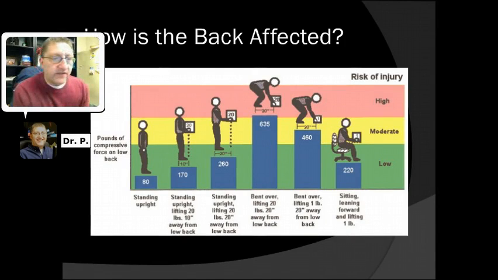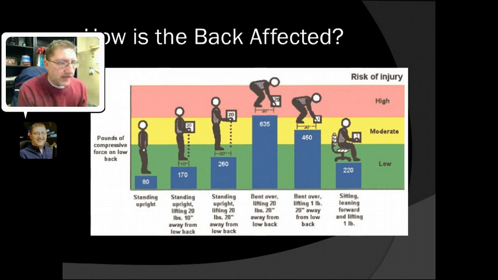This little graphic is kind of interesting. You really have to think about what you're doing, the task that you're doing, and how it actually affects your risk of injury. Notice you have three color codes here: high, moderate, and low, related to risk of injury. And that's directly related to the amount of force that your back is forced to exert in order to maintain your posture and to support the weight of your body.